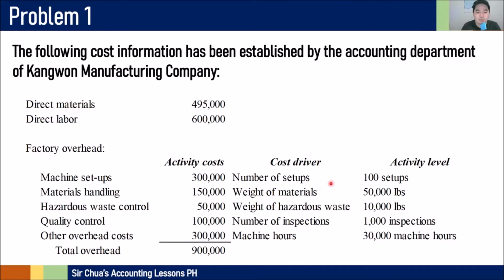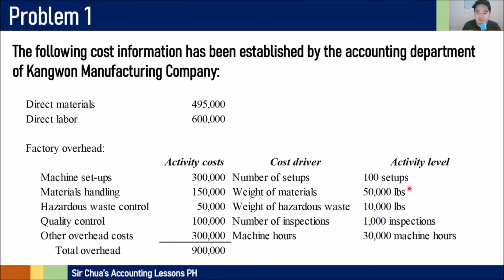And then, ang sabi, to allocate daw po later on sa machine setup, ang gagamitin mo, syempre, number of setups. Sa materials handling, gaano karami yung materials na hinandle in terms of weight. Ganon din po sa hazardous waste, yung weight din. Okay? And then, sa quality control, ilan yung quality control inspections na ginawa mo. And for all of your other overhead costs, it will now be based on your machine hours. Okay, so ganun po siya.